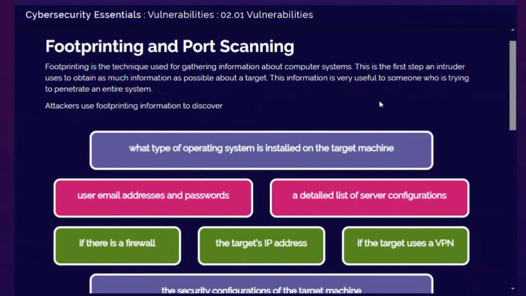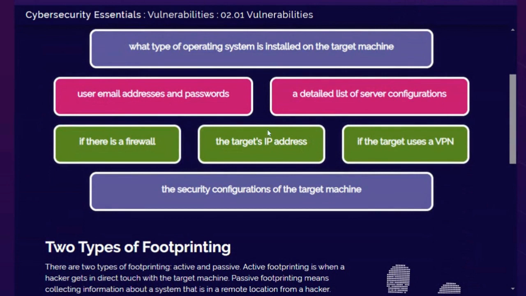Footprinting and port scanning. Footprinting is a technique used for gathering information about computer systems. This is the first step an intruder uses to obtain as much information as possible about a target. It's very useful to someone who's trying to penetrate an entire system. Attackers use the footprinting information to discover these items: what type of operating system is installed, user emails, addresses, and passwords, a detailed list of server configurations, whether there's a firewall, the target's IP address, if the target uses a VPN, and the security configurations of the target machine.